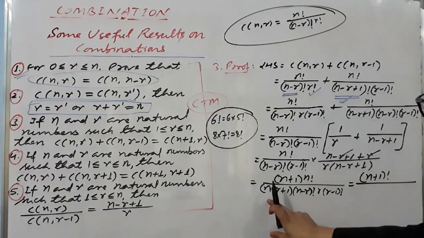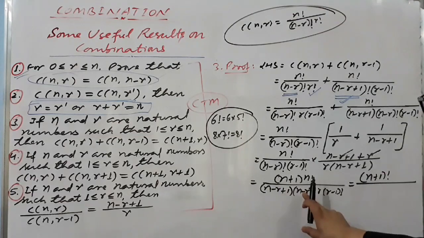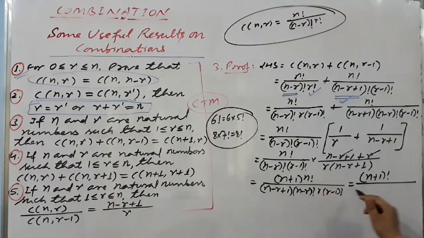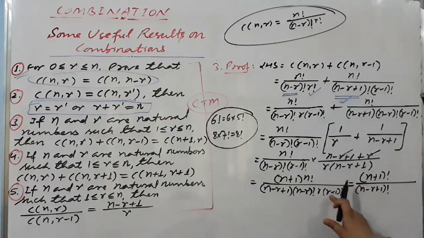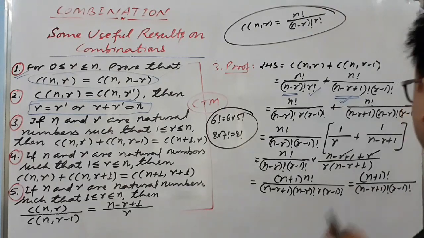And here what can you write down? N minus r plus 1, here n minus r, so we can write down n minus r plus 1 factorial, and here we can write down r minus 1 factorial. So we have done.